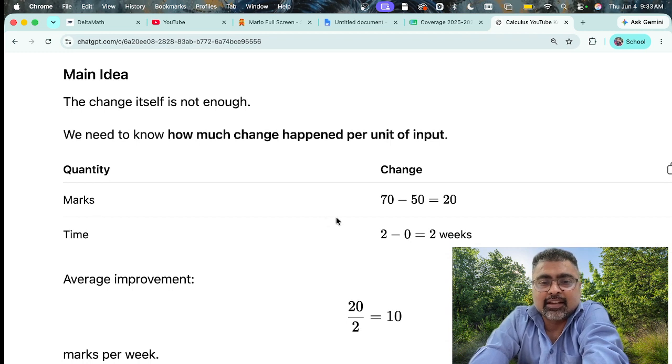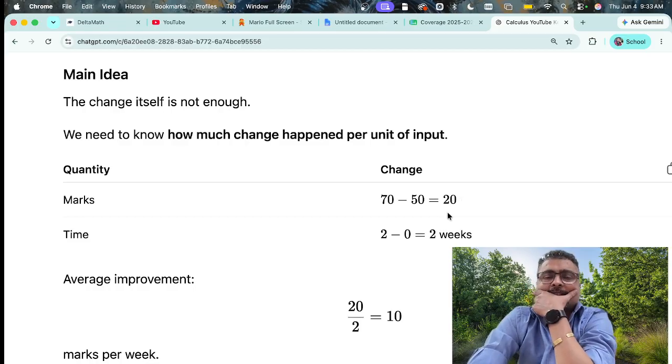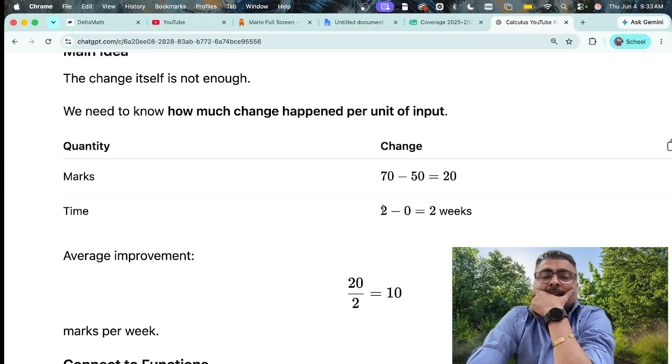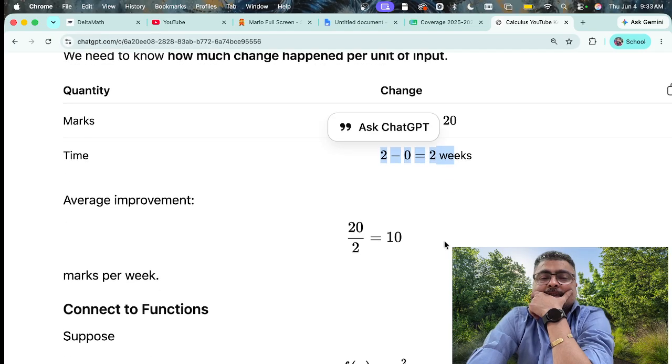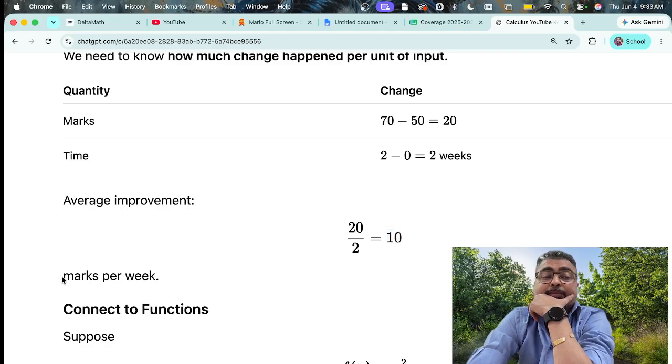The idea is this: the change in marks is 70 minus 50 equals 20. That makes sense, right? Now for one, it is 2 weeks, and if we calculate the average rate of change, it's going to be 20 over 2, which is 10. So that's it, 10 marks per week. For the other, it is 10 marks per year.